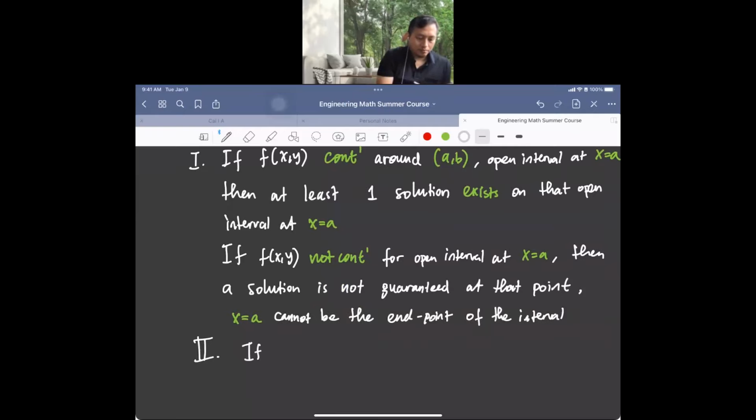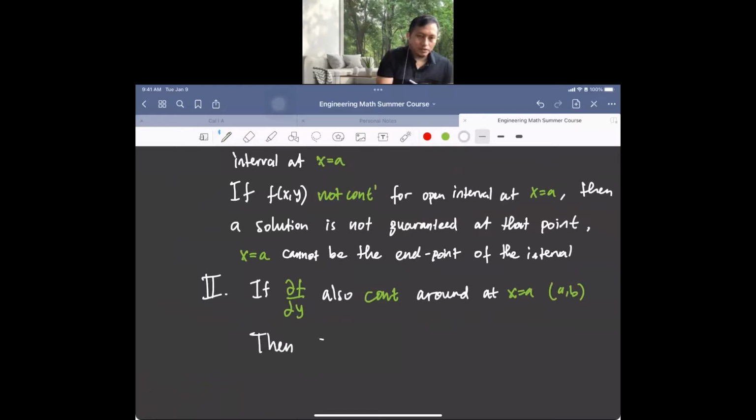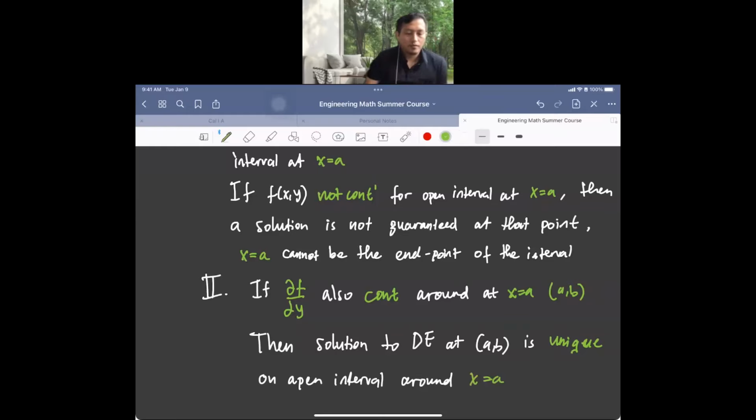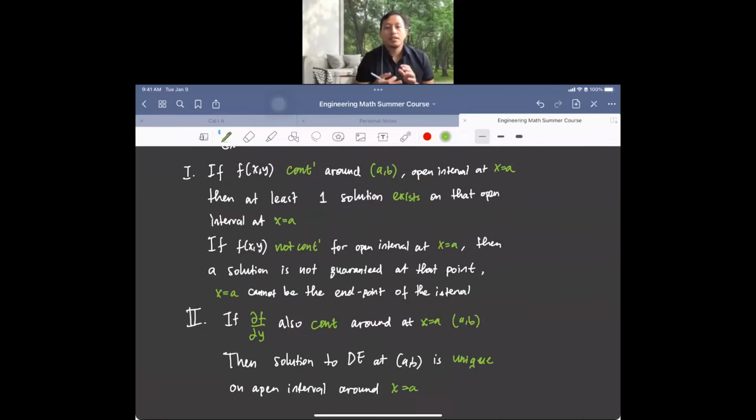The second point is, if the partial ∂f/∂y is also continuous around the point x = a, or at point (a, b) as we defined the initial value, then the solution to the differential equation at (a, b) is unique, unique on an open interval around x = a. So first, the existence is related to the continuity of f. The uniqueness is related to the partial ∂f/∂y, which should be continuous.